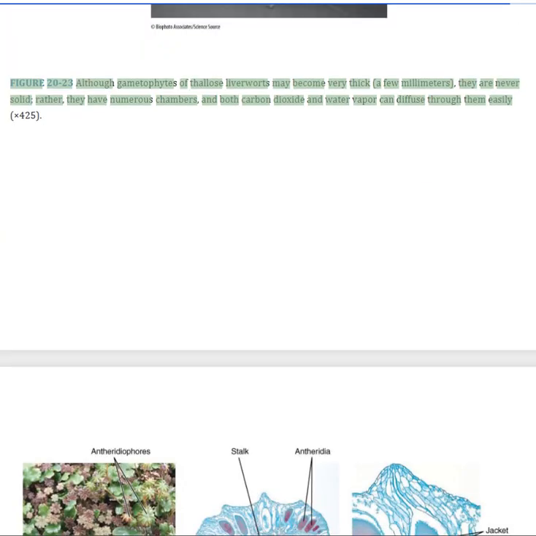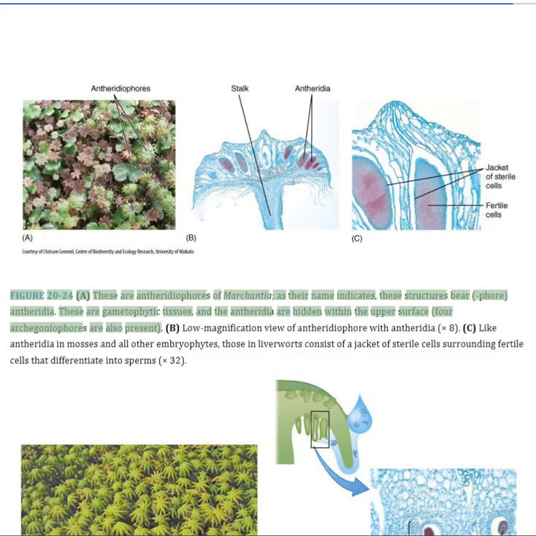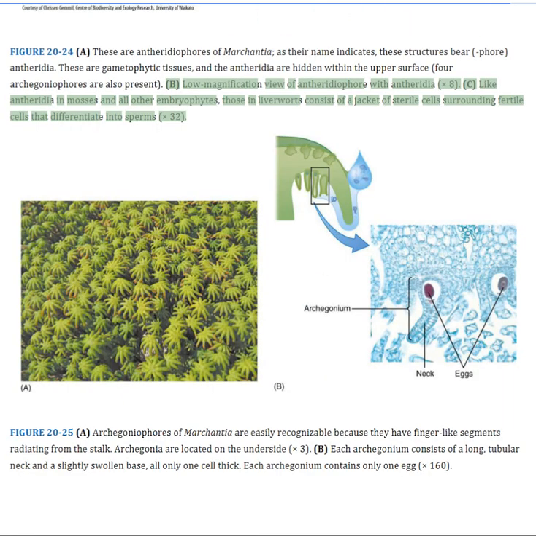Figure 20-23. Although gametophytes of thallose liverworts may become very thick, they are never solid. Rather, they have numerous chambers, and both carbon dioxide and water vapor can diffuse through them easily. Figure 20-24. These are antheridiophores of Marchantia. As their name indicates, these structures bear antheridia. These are gametophytic tissues, and the antheridia are hidden within the upper surface. Low magnification view of antheridiophore with antheridia.